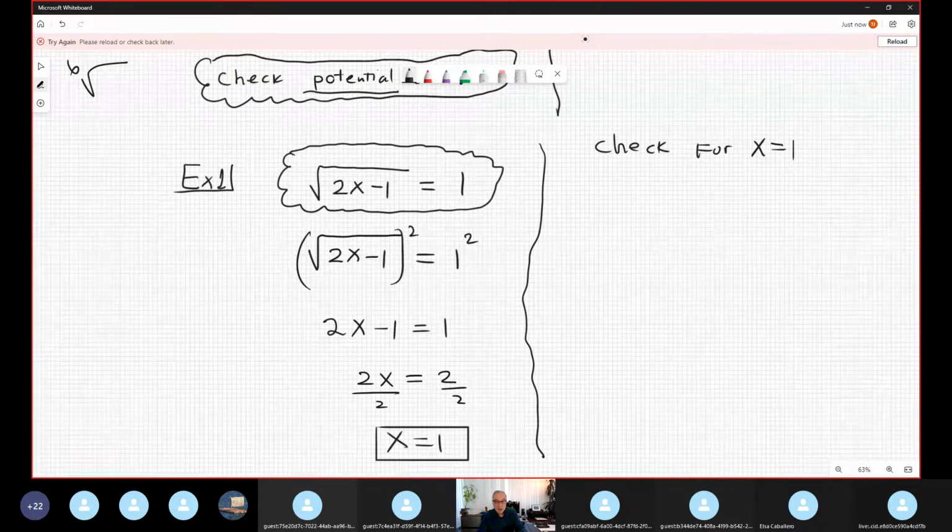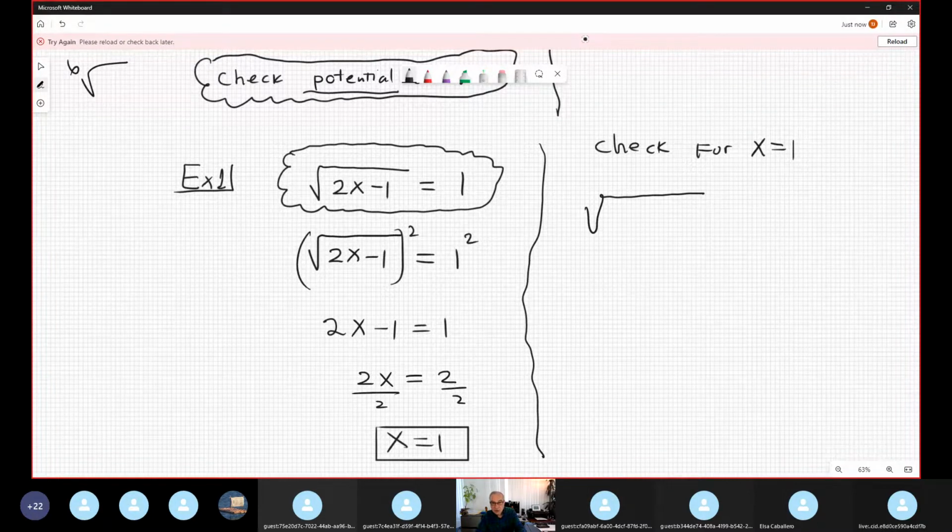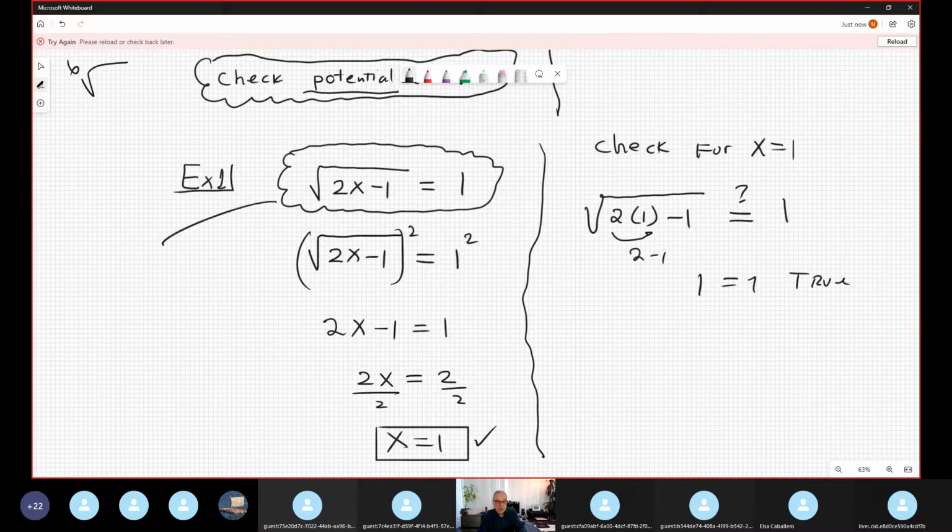Let's do it. Substitute 1 in the original. So I want to verify, okay, the square root of 2 times 1 minus 1 should be, I claim that, 1. You replace x with 1 and verify it's true. It's true, because 2 times 1 is 2, and 2 minus 1 is 1, and the square root of 1 is 1. 1 equal 1, super true. This is a completely true statement. Therefore, 1 is the solution for this, so the solution set for this equation is just 1.